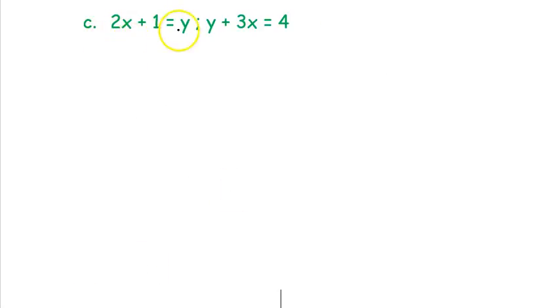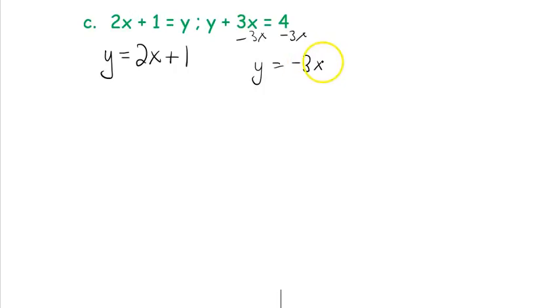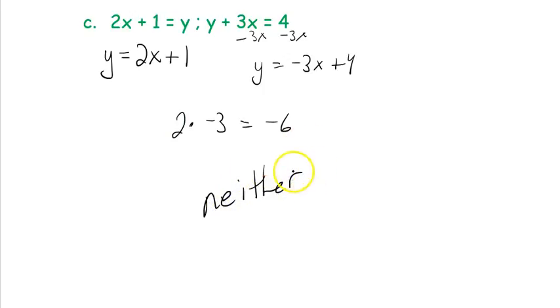Okay, lastly, we have example C, and the first one is already in slope-intercept form. It's just turned around. We tend to put the y on the left-hand side, so I'll turn it around and make it look pretty for you. y equals 2x plus 1, so the slope of this one is 2. To this equation on the right, I've still got to get the y by itself, so I need to subtract that 3x, and I get y equals negative 3x plus 4, and so the slope of this one's negative 3. Well, they're obviously not the same, and if you multiply 2 times negative 3, you get negative 6, which is not negative 1. So this would be a case where it's neither. They're not parallel, and they're not perpendicular, so you just put neither and move on.